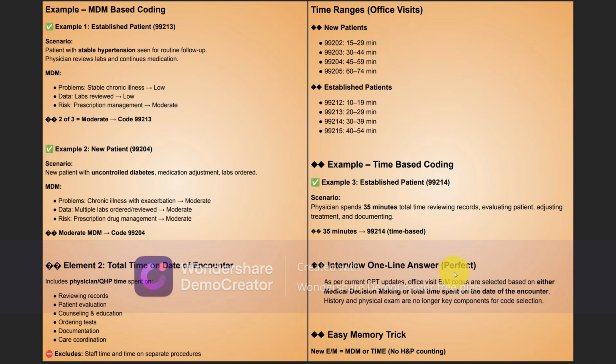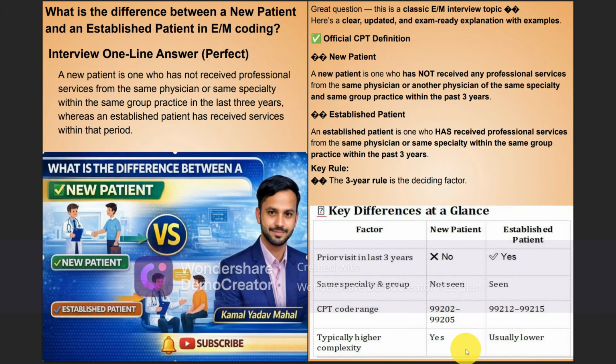Interview one-line answer. How can we explain that? As per current CPT, office visit E/M codes are selected based on either MDM, medical decision making, or total time spent on the date of the encounter. History and physical exam are no longer key components for code selection. Easy to remember: new E/M, MDM or time, no HPI, no history and physical exam counting. So we can remember this.